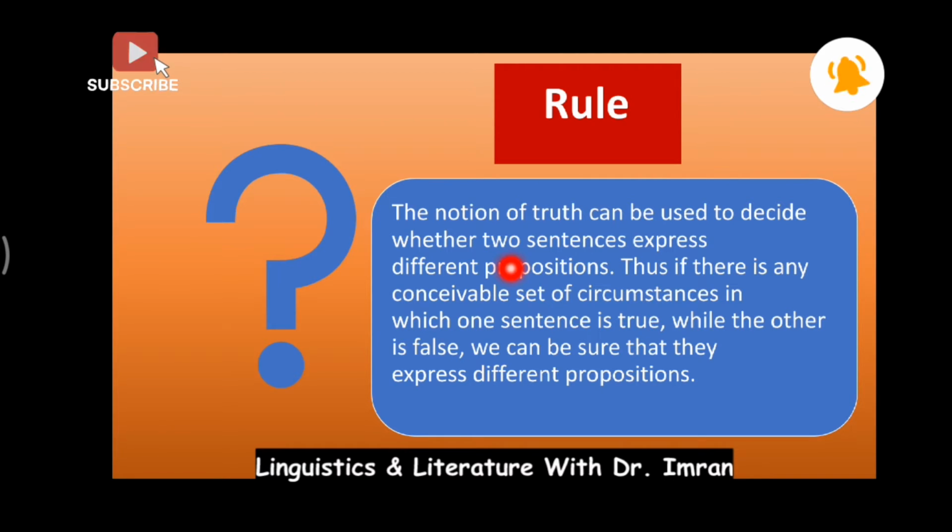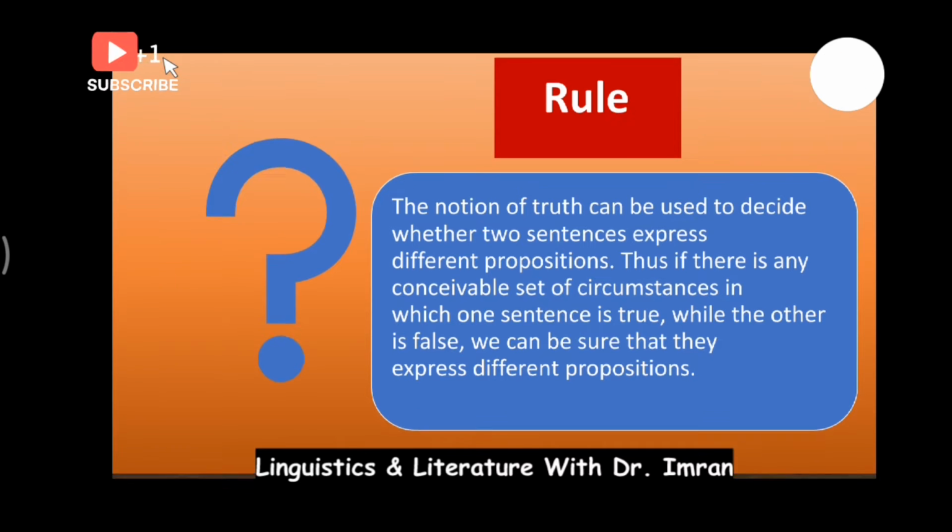But here they say that the notion of truth can be used to decide whether two sentences express different propositions. If, for example, we have two sentences, and one is true and one is false, then we will have two propositions. And if one is true and the second is also true, then we will have the same proposition, which will be expressed by two different sentences. Let's see examples.